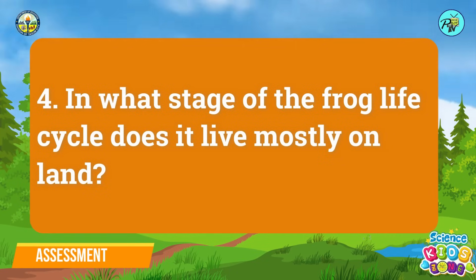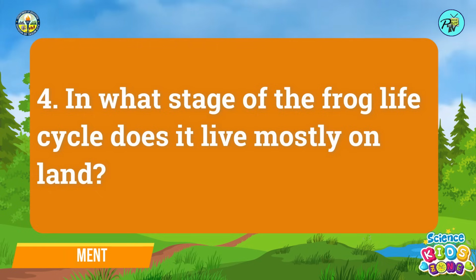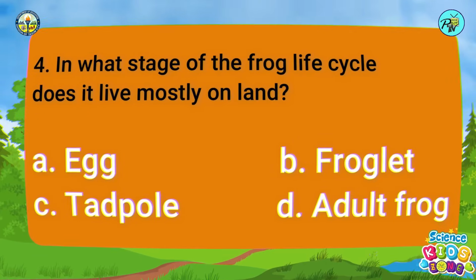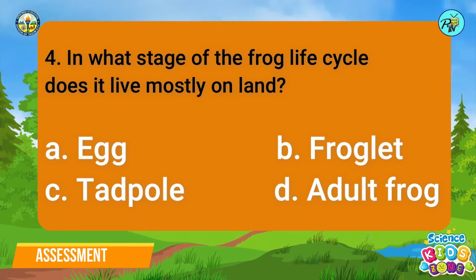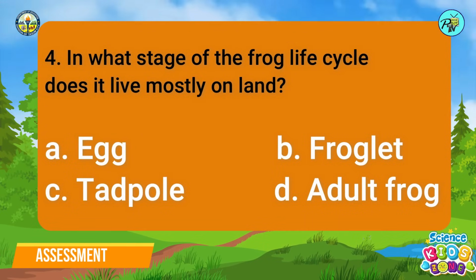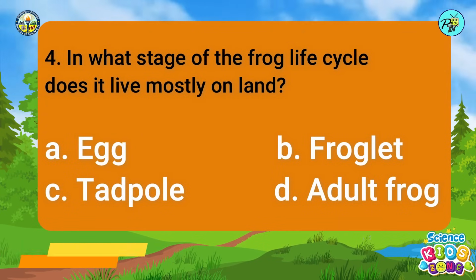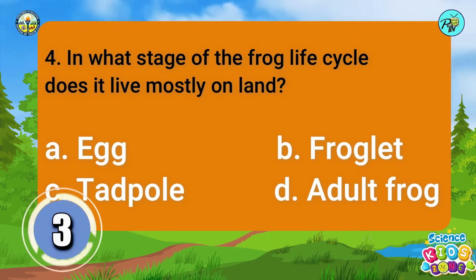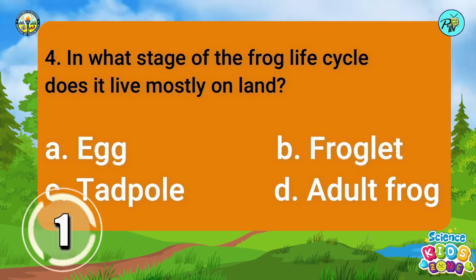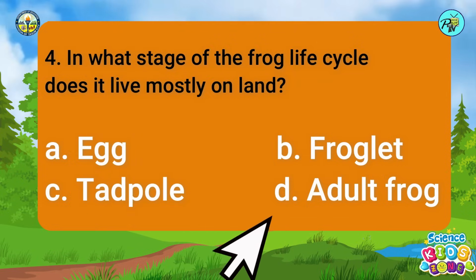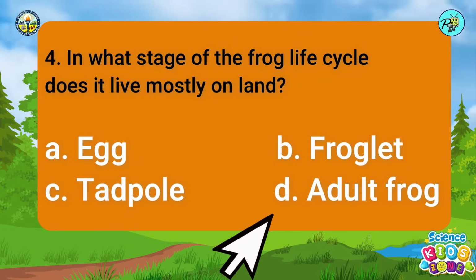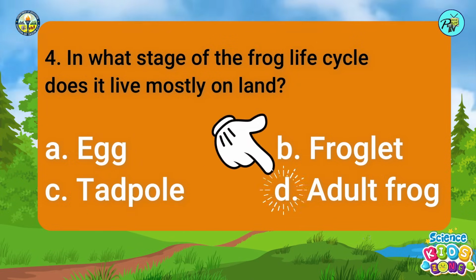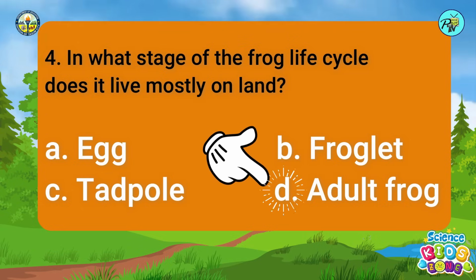Number 4. In what stage of the frog life cycle does it live mostly inland? A. Egg. B. Froglet. C. Tadpole. D. Adult frog. What is your answer? Great job! The correct answer is adult frog.